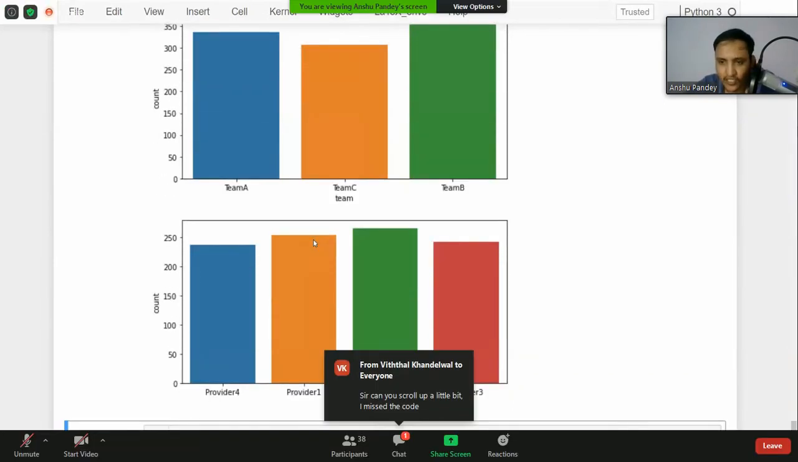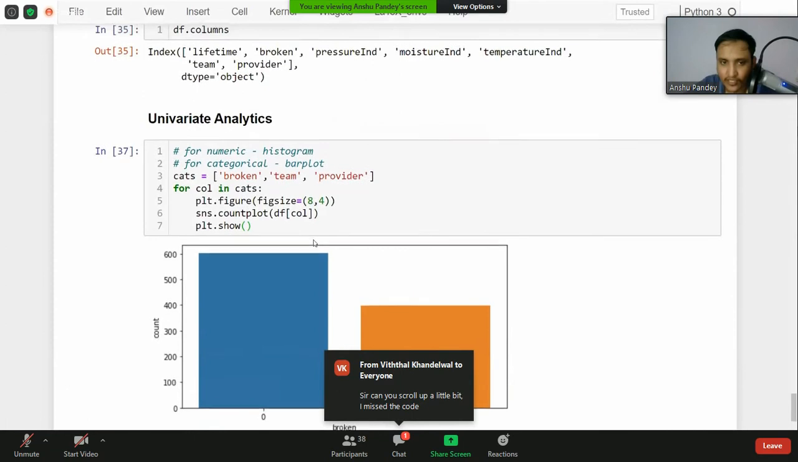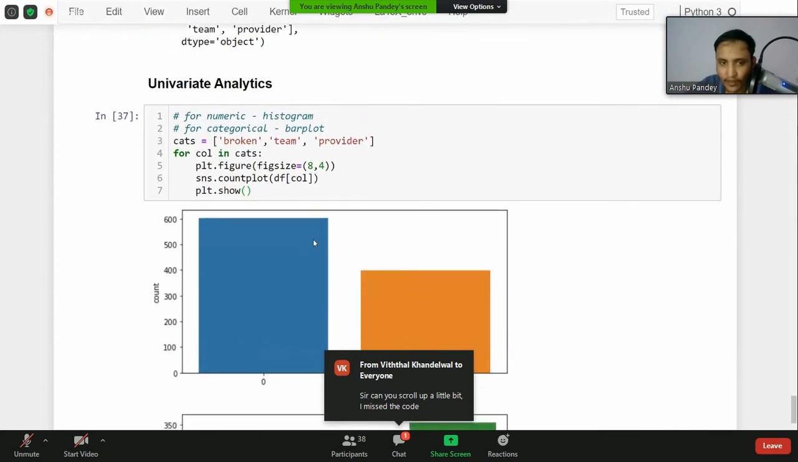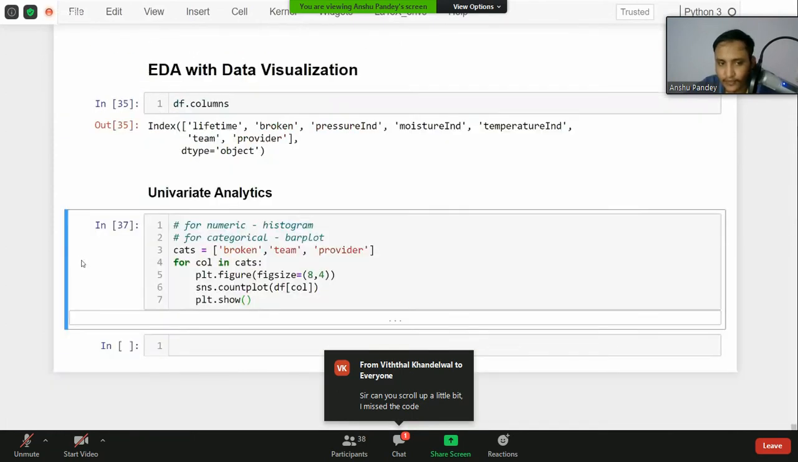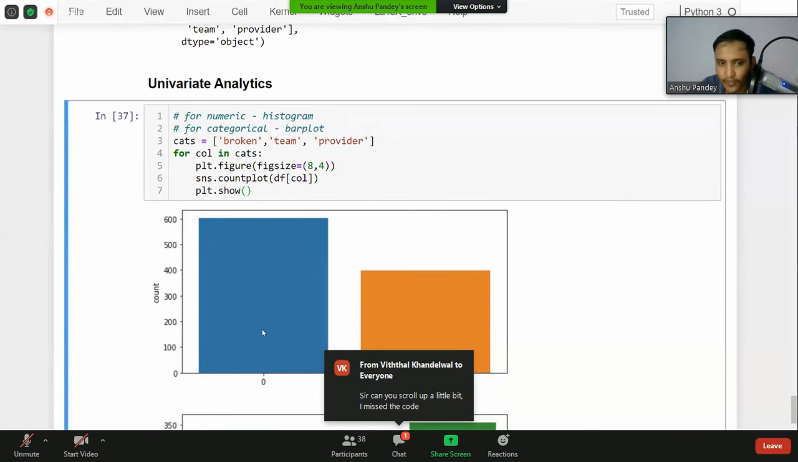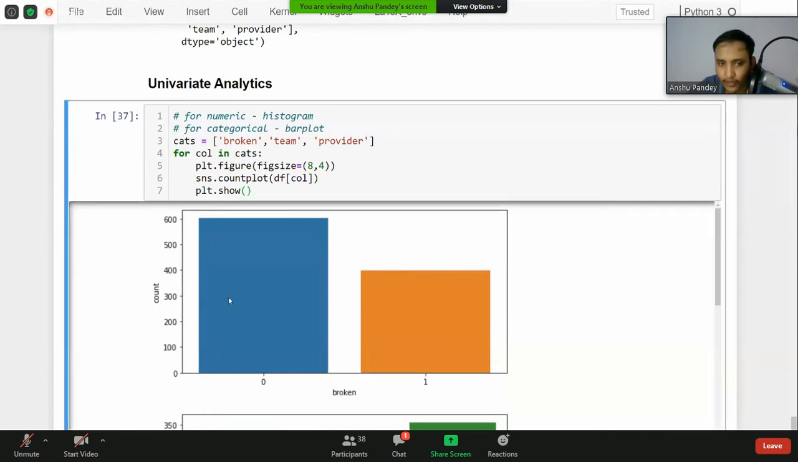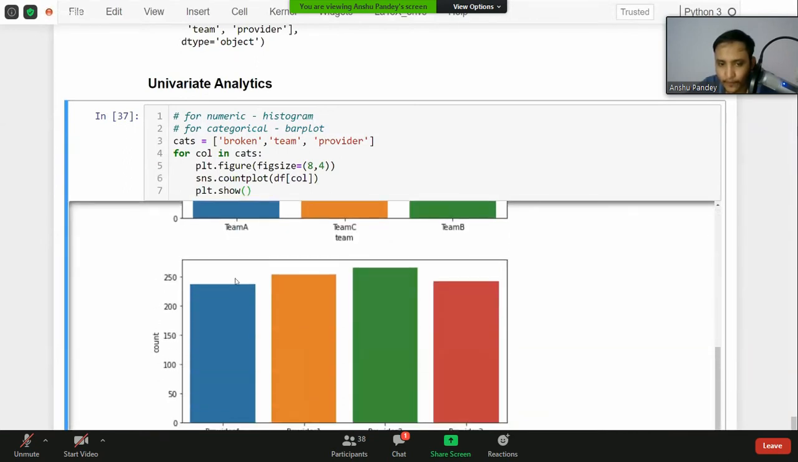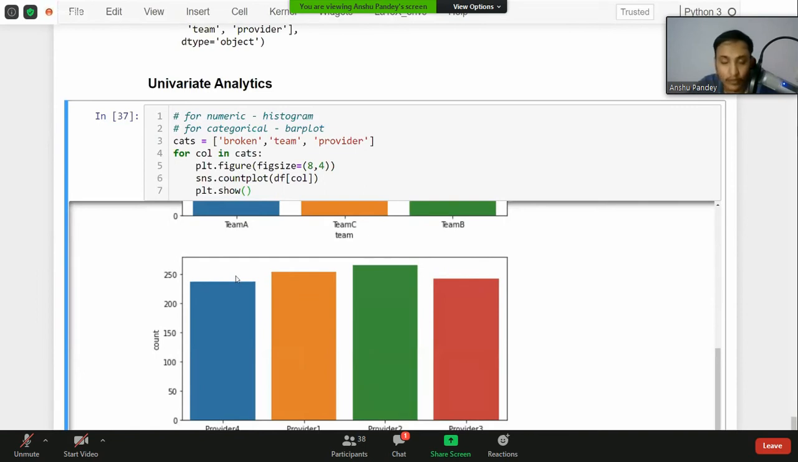Similarly, when you look at provider, this is simply univariate analysis. This is the code that we have done so far. This is where we are simply analyzing an attribute without looking at its relationship with the target. So we are not looking at the reference with target.